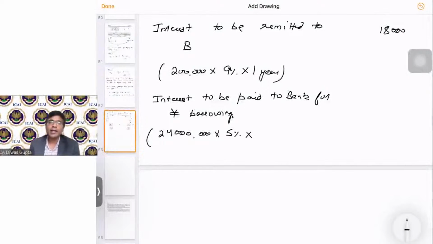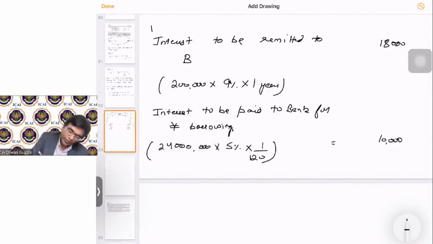But since we are doing calculation in dollars, hence we will take 1 divided by 120 to convert this amount into dollars. Okay. This is 10,000. And finally, so this is 1, this is 2, this is 3.